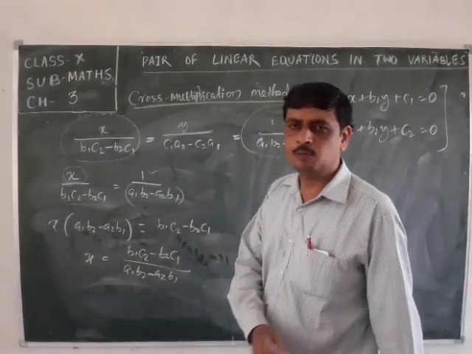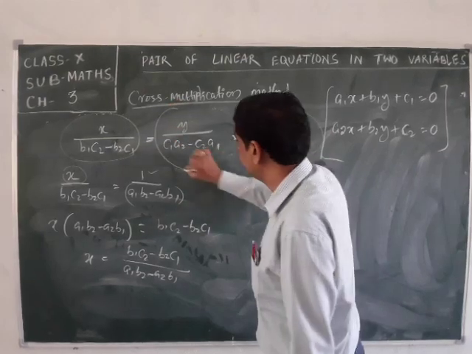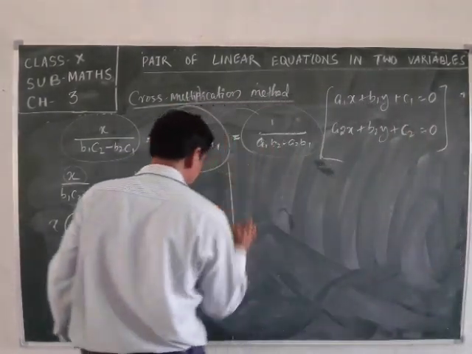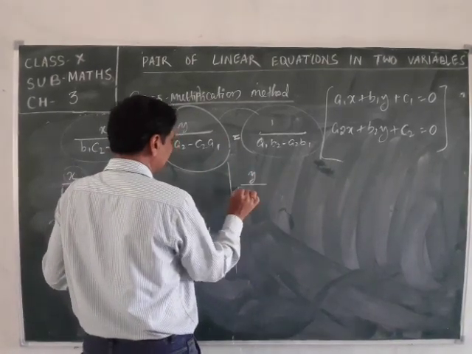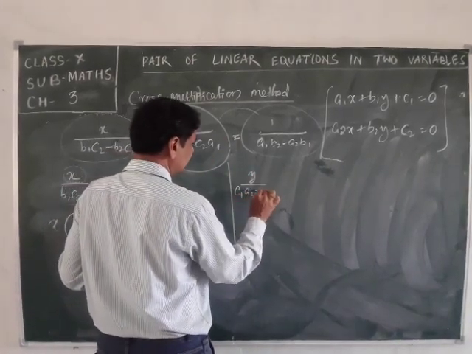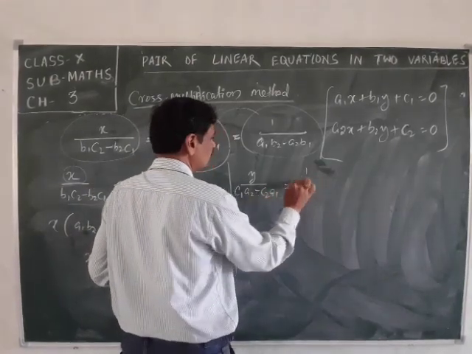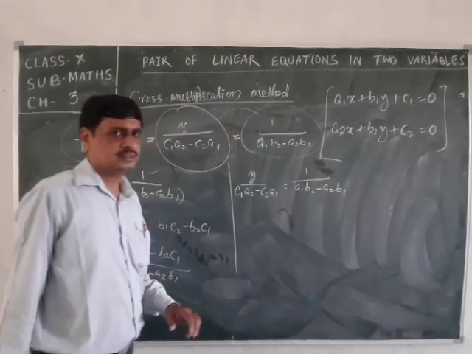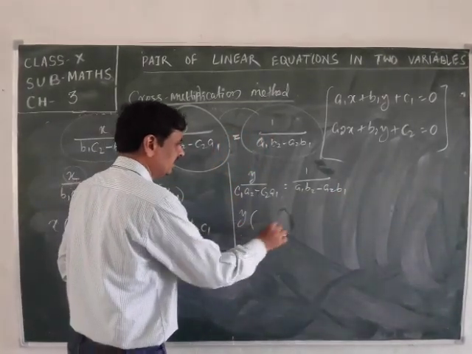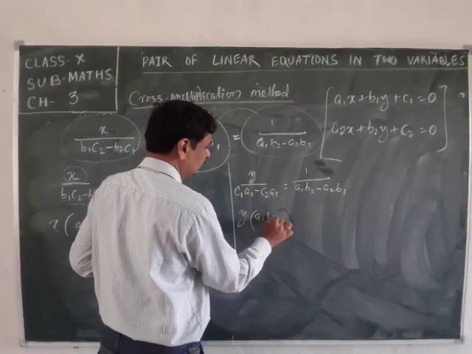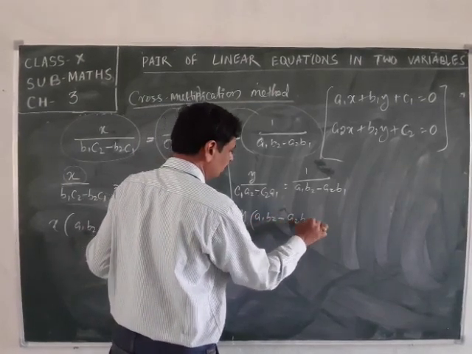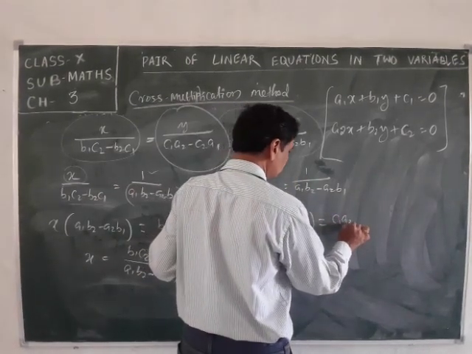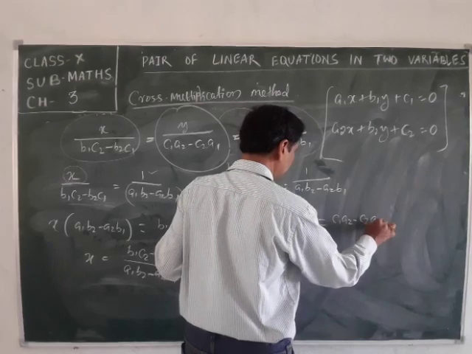Similarly, when we want to find the value of y, we have to compare this term and this term. That is, y by c1 a2 minus c2 a1 is 1 by a1 b2 minus a2 b1. Now this y will multiply this term a1 b2 minus a2 b1 and 1 multiplied by c1 a2 minus c2 a1.